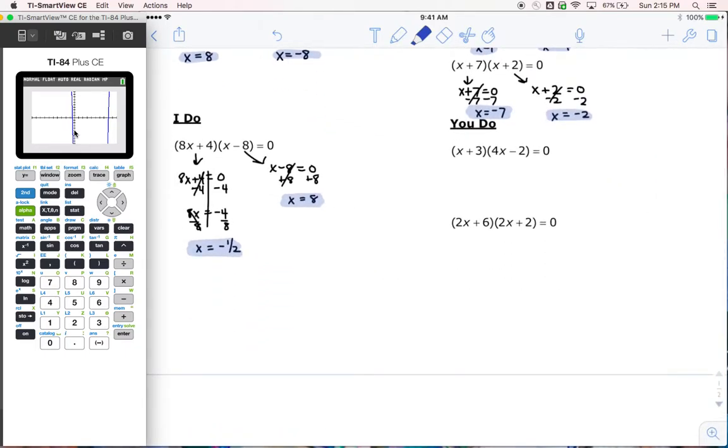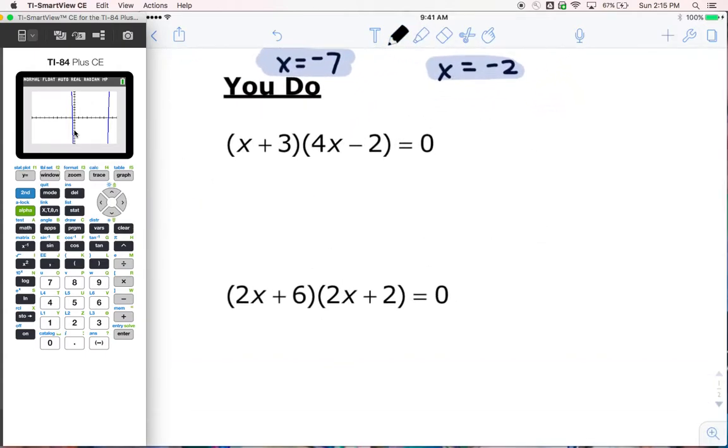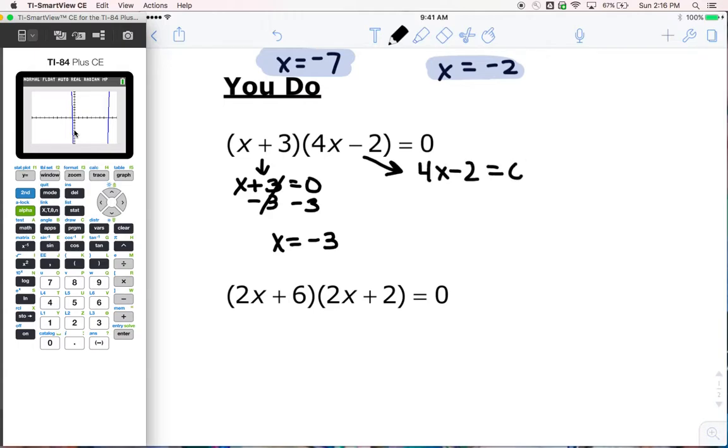You've got two more examples to try, so if you want to do that now, pause the video and give it a shot. Otherwise, we're going to run through these pretty quickly. Looks like I've got two ways to get a 0 here. One of the ways is if x equals -3. And this other group, let's see here, 4x minus 2 equals 0.